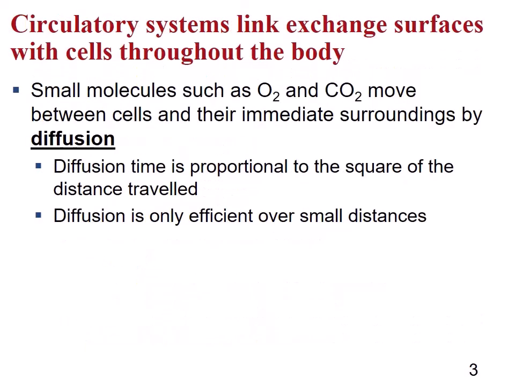So small molecules like oxygen and carbon dioxide have to move between cells and their immediate surroundings by diffusion, but diffusion really doesn't work well over long distances. Diffusion time is proportional to the square of the distances traveled. So diffusion is really only going to be practical over small distances. So we have to have a circulatory system to link the exchange surfaces with cells so that material can be exchanged at cells as well as the outside of the body.